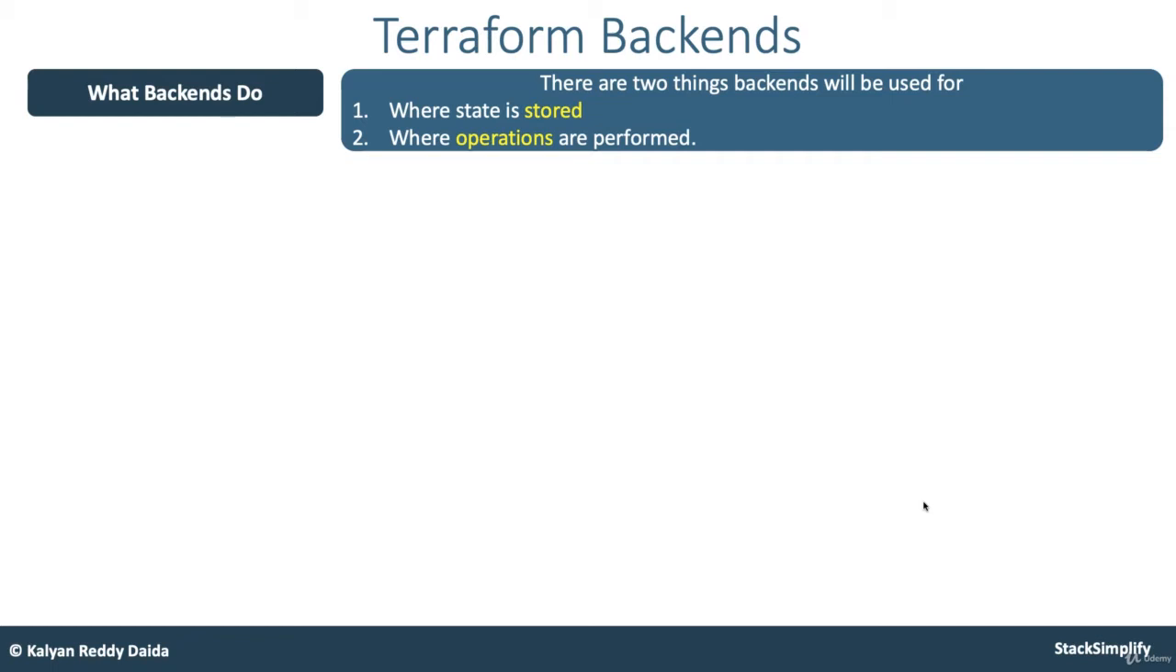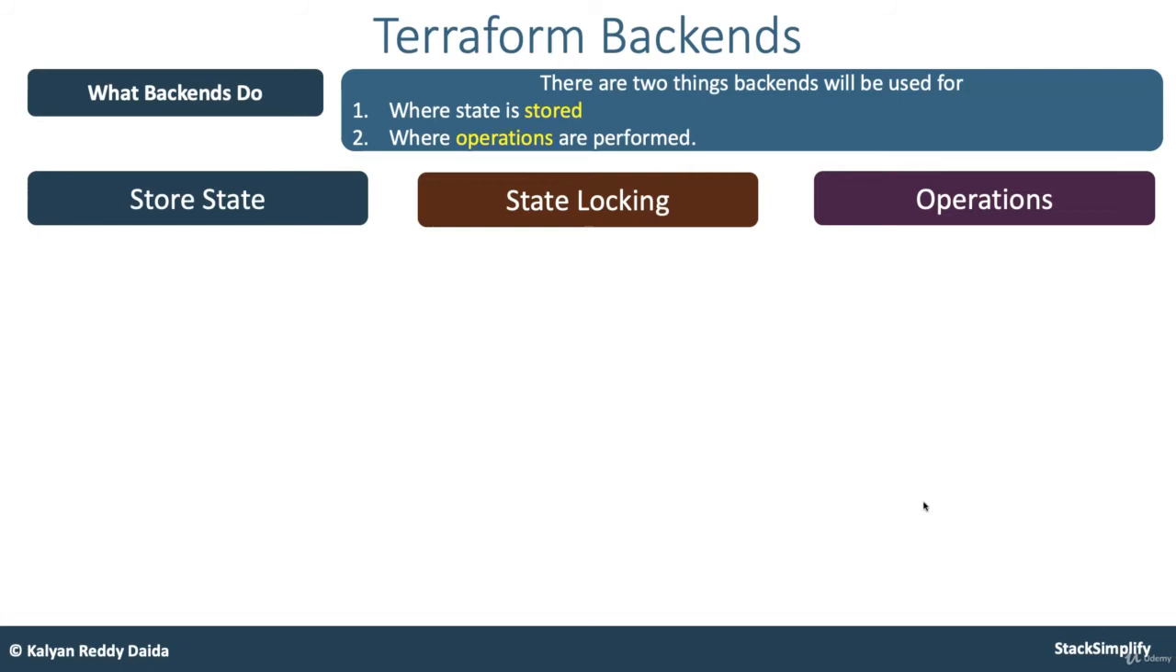Let's see this in a different view. One is storing the state and state locking. Both come under a single part, where state is stored and state locking is automatically enabled with that. Another one is where operations are performed. So for Terraform backends you can see things in a three-dimensional way: state storage, state locking, and operations. Operations are nothing but the Terraform commands we execute.